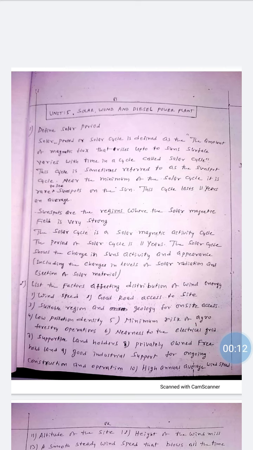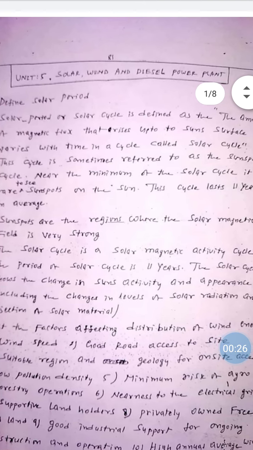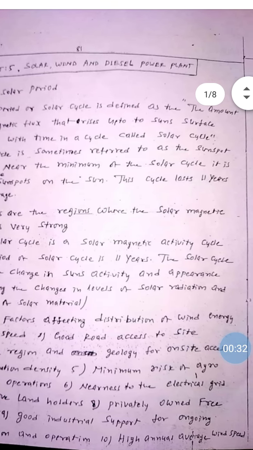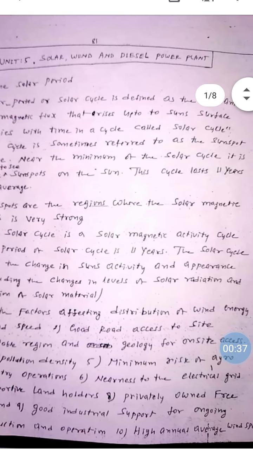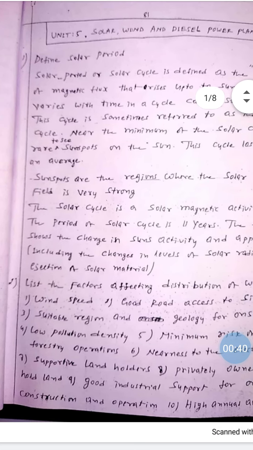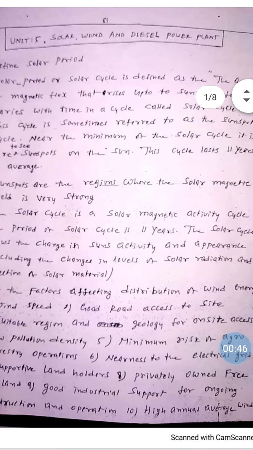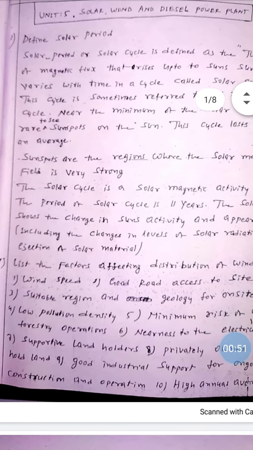Solar period or solar cycle is defined as the amount of magnetic flux that arises up to the sun's surface varies with time in a cycle called the solar cycle. This cycle is sometimes referred to as the sunspot cycle. Near the minimum of the solar cycle, it is rare to see some spots on the sun. This cycle lasts 11 years on average.